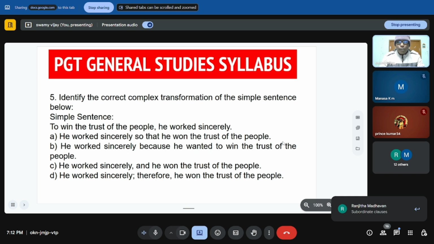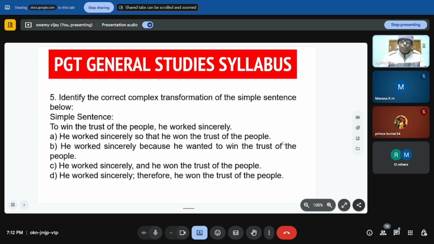No, it's not a subordinate clause. If it is a subordinate clause, then this cannot be a simple sentence. "He worked hard, he worked sincerely" is a main clause. But "to win the trust of the people" is not a clause, it is a phrase. It is a phrase because a simple sentence has only one main clause. There can be one or more phrases, but a simple sentence has only one main clause.